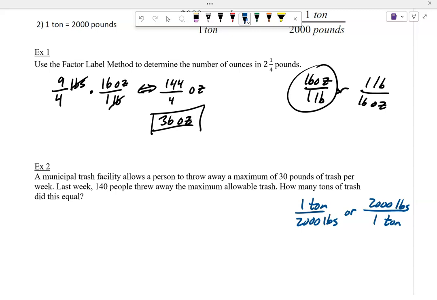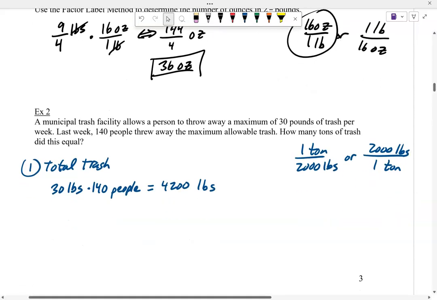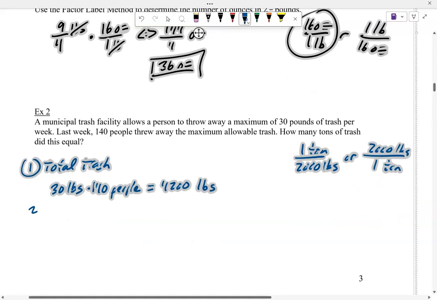Okay. But number one, how much total trash do we have? Well, we have 30 pounds, and there's 140 people that are throwing stuff away, right? So if 140 people throw away the maximum amount, it looks like we would have 4,200 pounds thrown away, right? So now we just got to convert that. How many tons of trash is that?